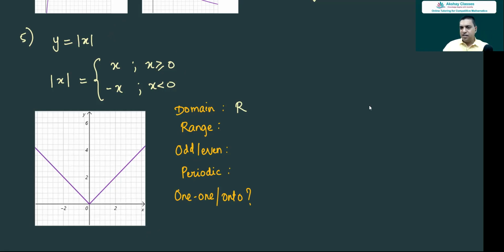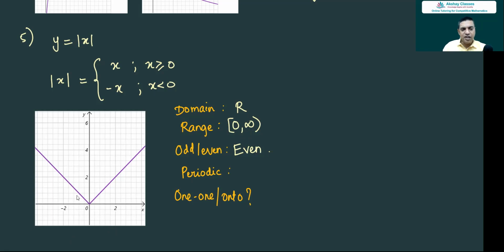Now, many students are silent. They should participate. Only 3 or 4 are participating. Others also participate. If you participate, you will get involved in it.